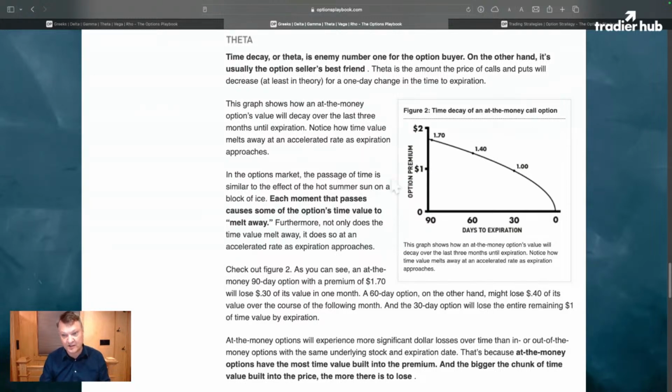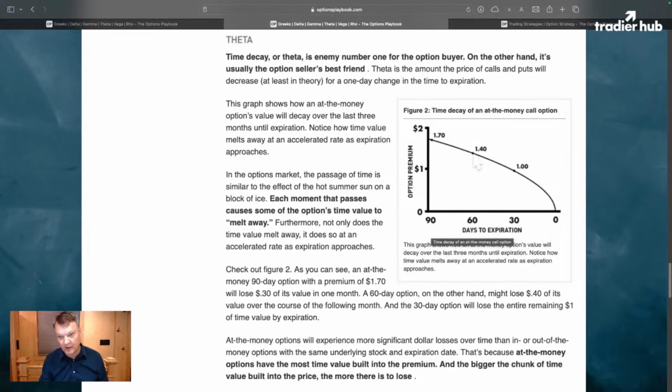So in this instance, if we have a 90-day option contract and we see that that's trading for $1.70 and 1 month goes away, well, we're going to lose 30 cents on that option contract. So a 90-day becomes a 60-day. We have a nice smooth, for lack of a better term, rate of decay. So we go from 170 down to 140.